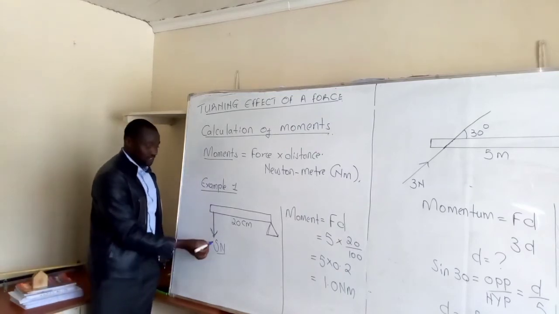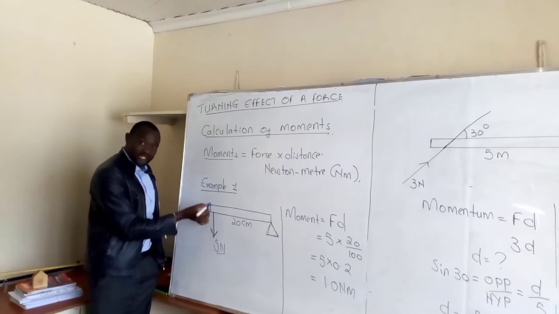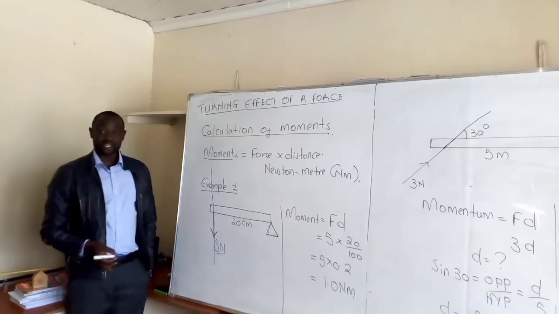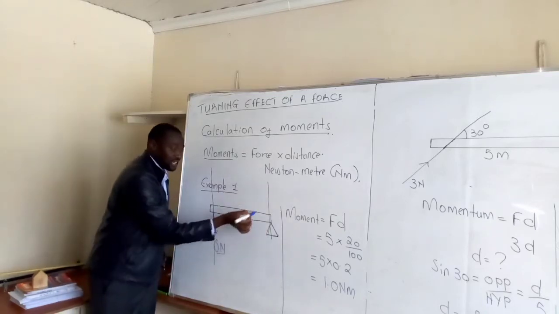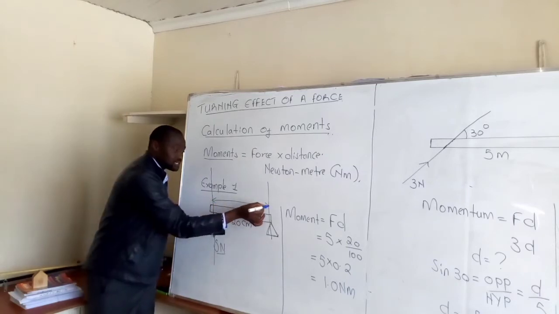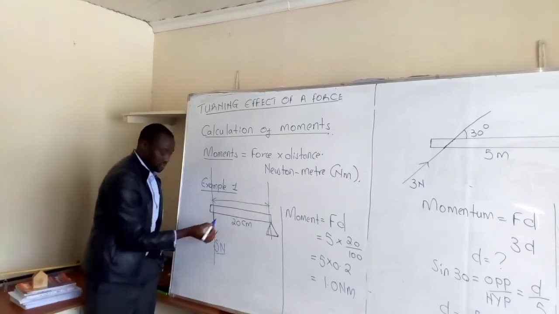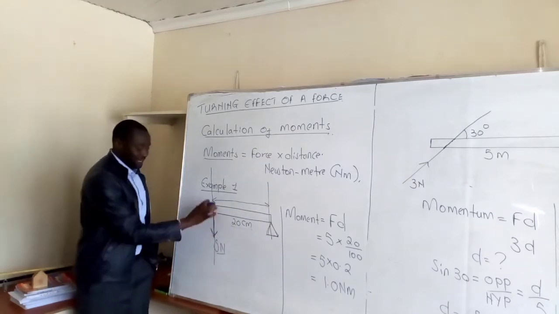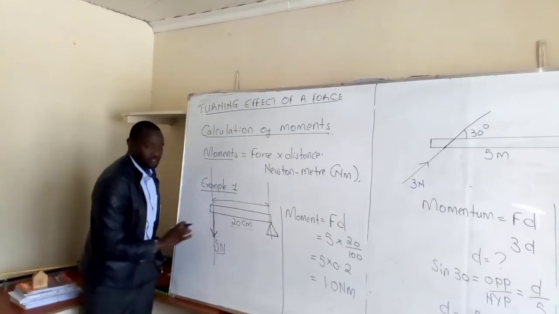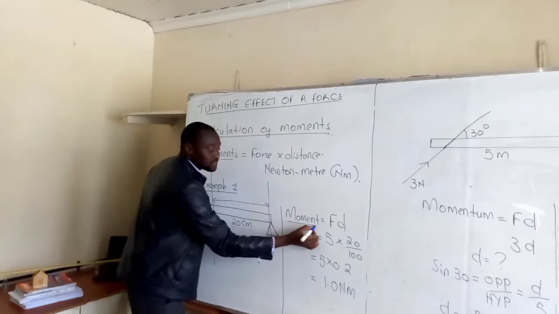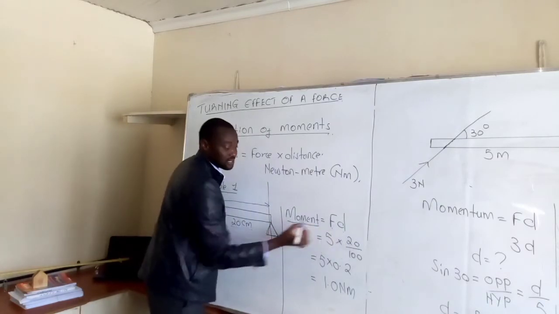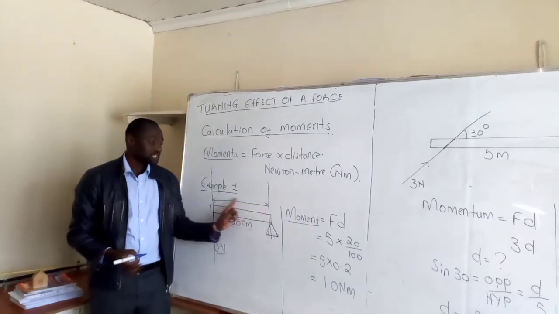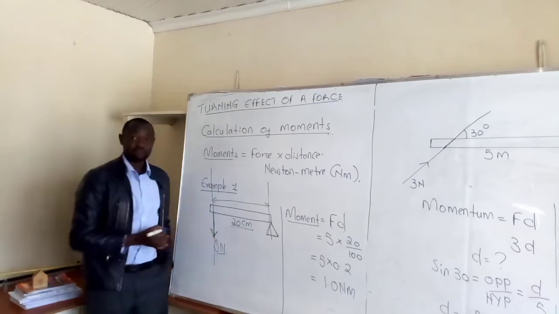So this is a force of 5 newtons, and when the force is acting along a line, the line of action of the force is along that line. This is the turning point, and therefore the perpendicular distance from the pivot to the line of action of the force is 20 centimeters. Now, how do we calculate the moment caused by this force of 5 newtons? Moment is force times distance. Our force is 5 newtons. Our perpendicular distance is 20 centimeters.